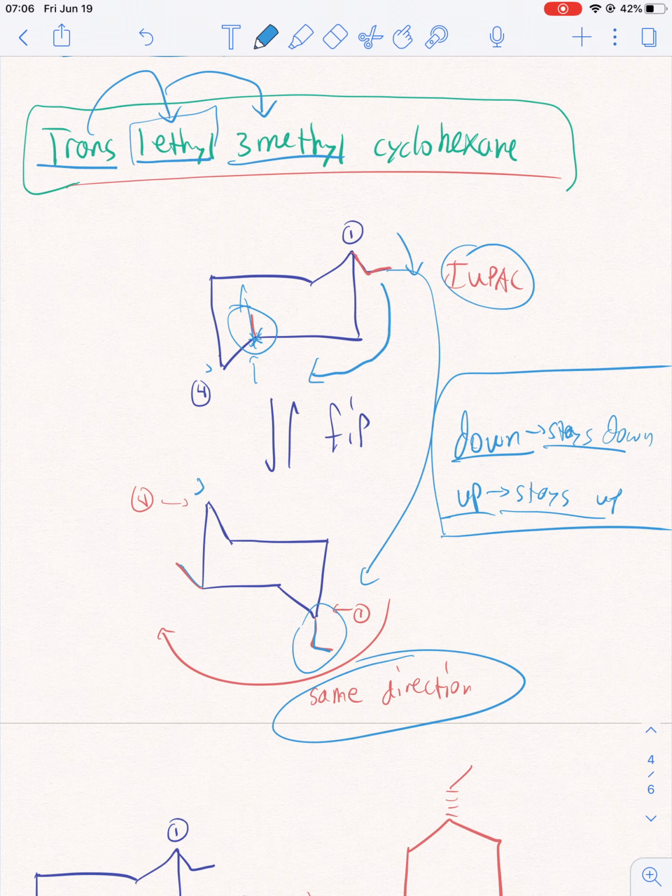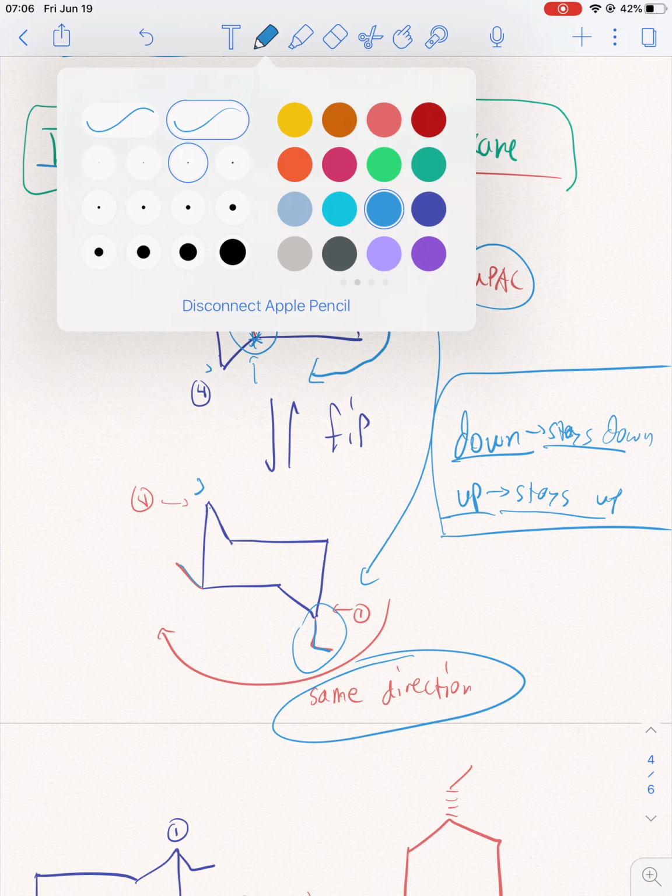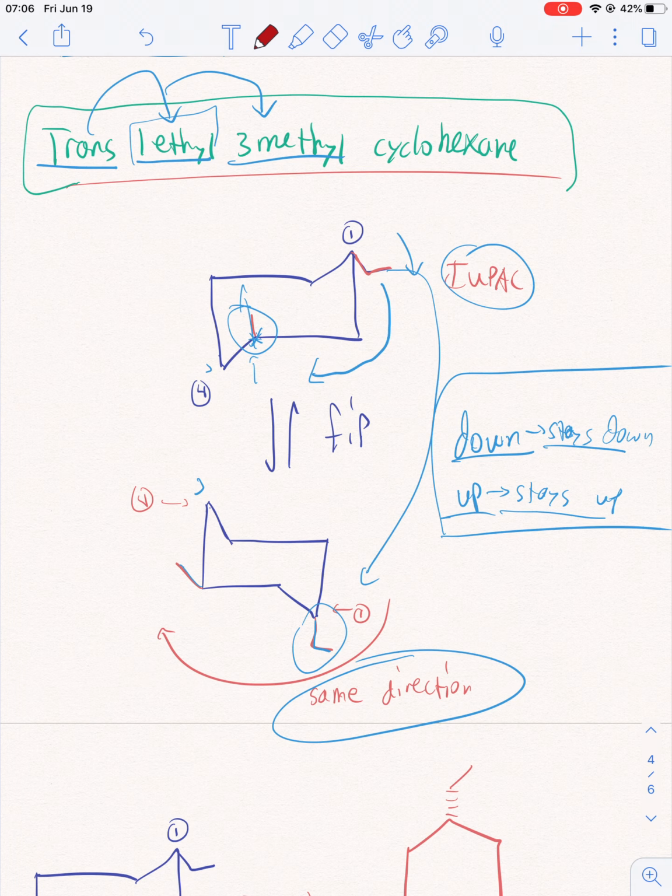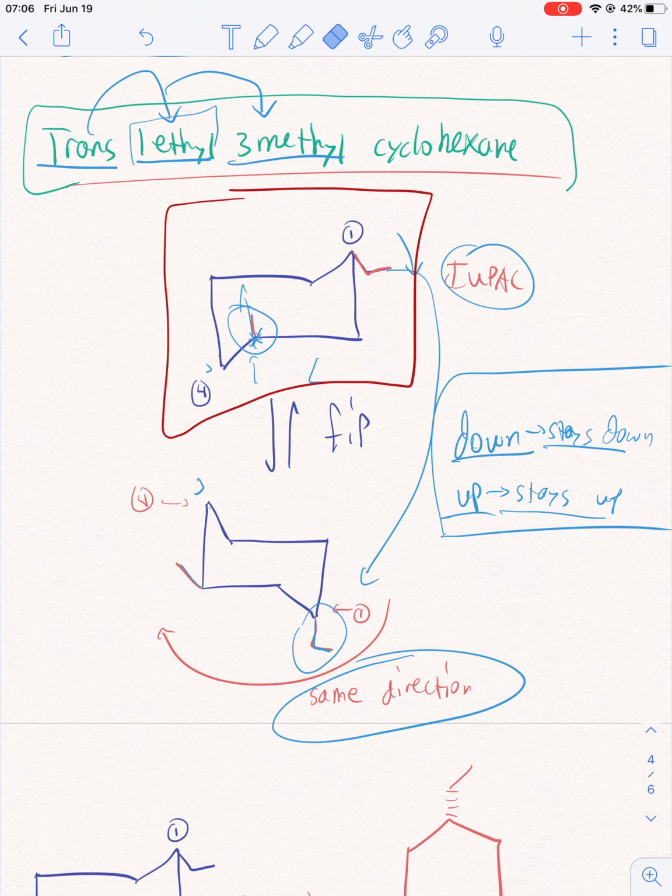Okay, so now I want to ask another question. Which one's the most stable? Give it a pause and see if you can find it. Okay, so the most stable chair is actually going to be this one, because of this ethyl. Our bigger group is equatorial versus over here, our bigger group is axial. We don't want that. So this first one, A, is going to be the most stable.